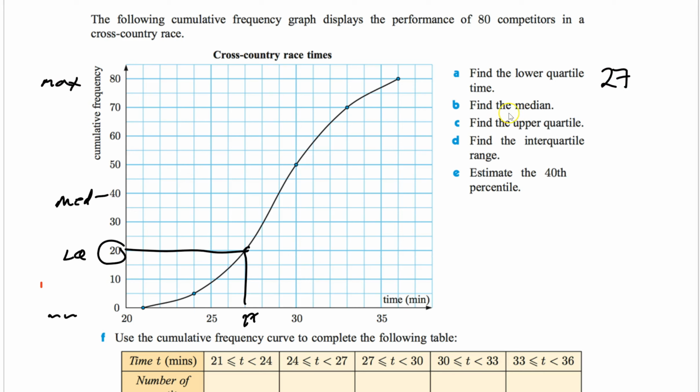And then we're going to do the next one, find the median. Well, I already got 40 marked off. So let's go across, go down. Hopefully lines are better than mine. 29.